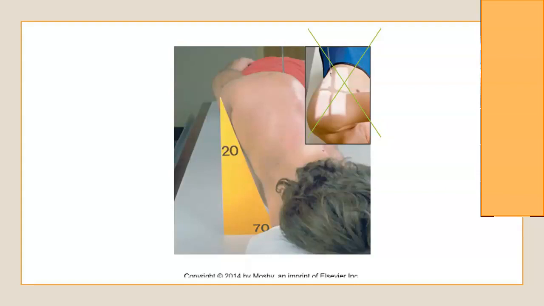So in this image, the position would be RPO, correct? What ZAs are we looking at? Left. Left. That is correct. That is correct.